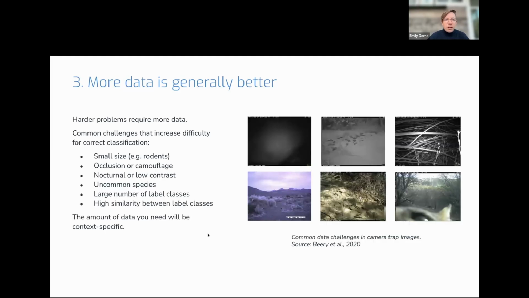I will say that harder problems do require more data. So common challenges that increase the difficulty for correct classification are things like small size animals like rodents, high occlusion or camouflage, nocturnal, low contrast. Even if you have a really large number of label classes in your data set, as I said before, that's a harder problem. Or if you have really high similarity between label classes that you are trying to differentiate, again, more data is going to be helpful there. So this is going to be context specific.